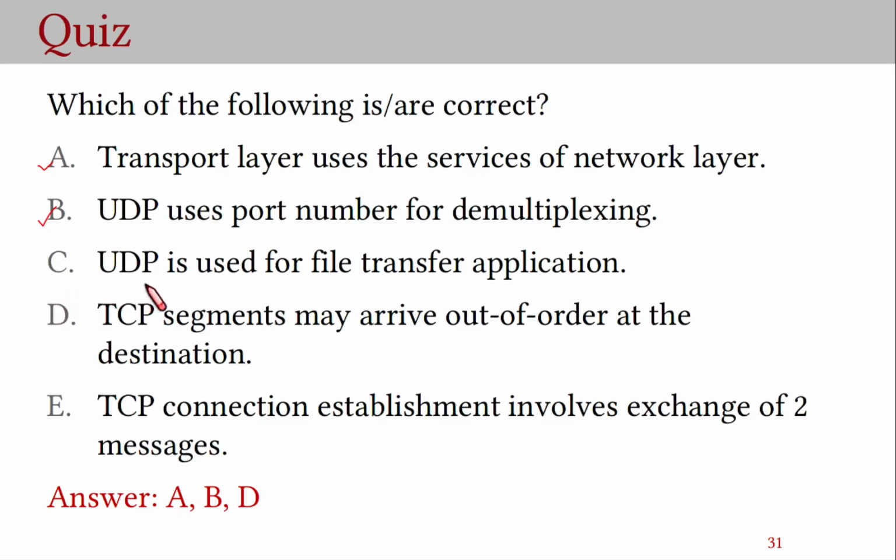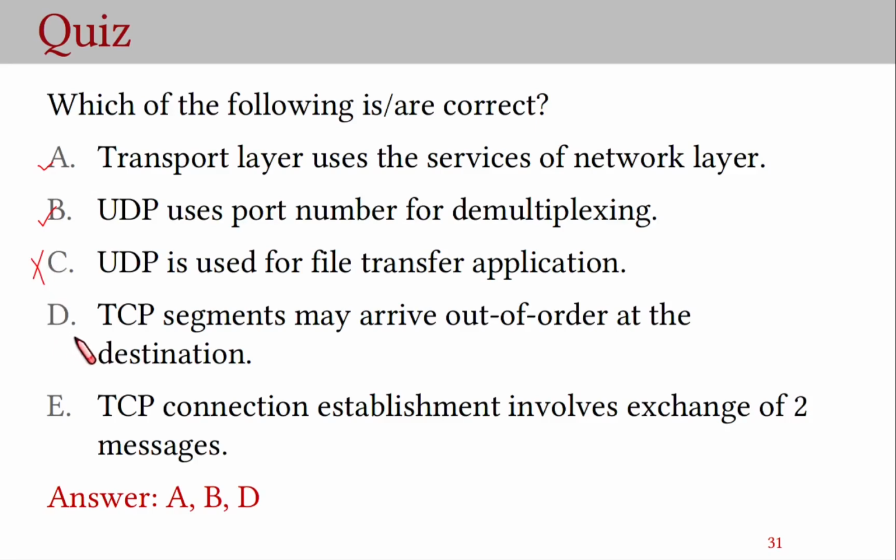Then C says UDP is used for file transfer application. That is not correct because in the case of file transfer application, we require reliability. The file that is sent should be the same as the file that is received. And therefore, UDP alone is not sufficient for file transfer applications.